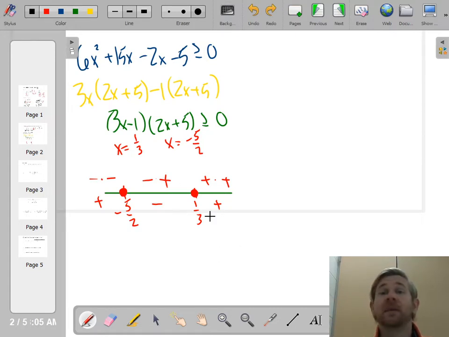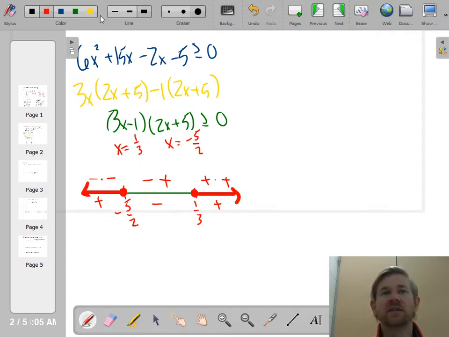What interval do we want? Greater than 0. Another word for greater than 0 is positive. So we want the positive intervals. So I will then shade the positive intervals, which are to the right. It didn't work. Fix it. To the right and to the left.